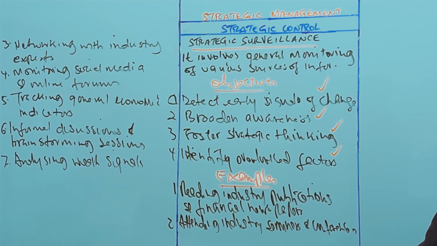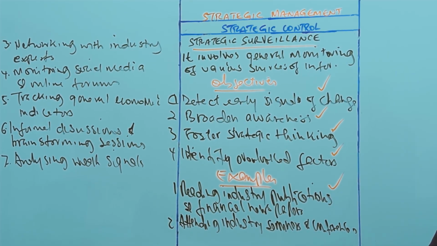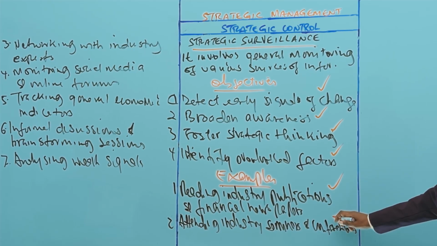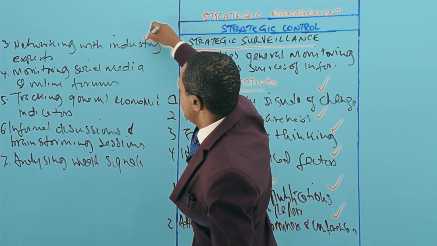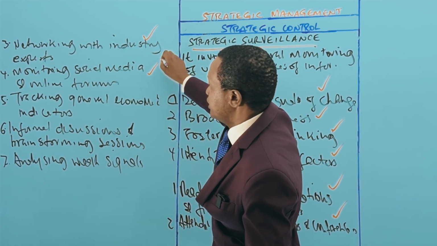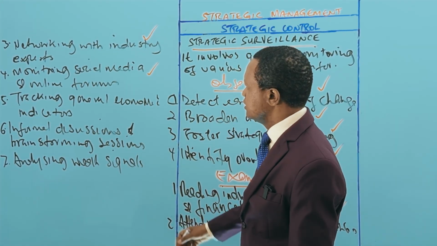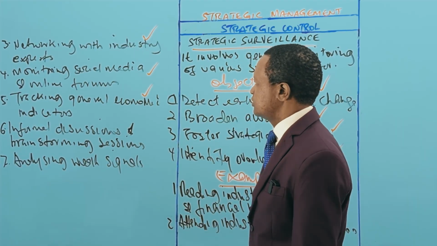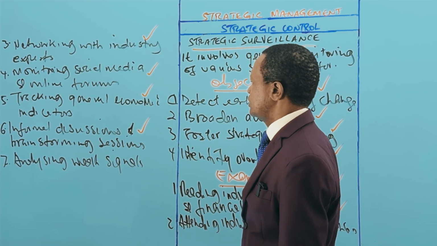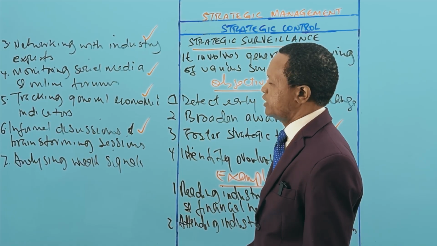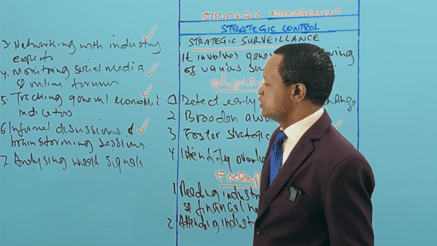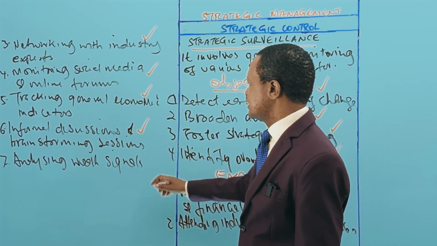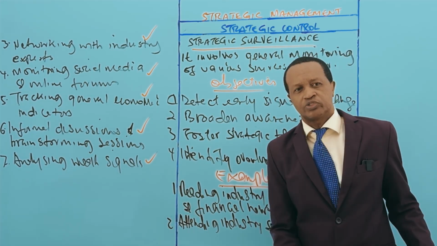Examples: you can do strategic surveillance by reading industry publications and financial newspapers, number one. Number two, attending industry seminars and conferences. Number three, networking with industry experts. Number four, monitoring social media and online forums. Number five, tracking general economic indicators. Number six, informal discussions and brainstorming. You can have informal discussions with the employees so that you can get information from their perspective. Then lastly, analyzing weak signals.